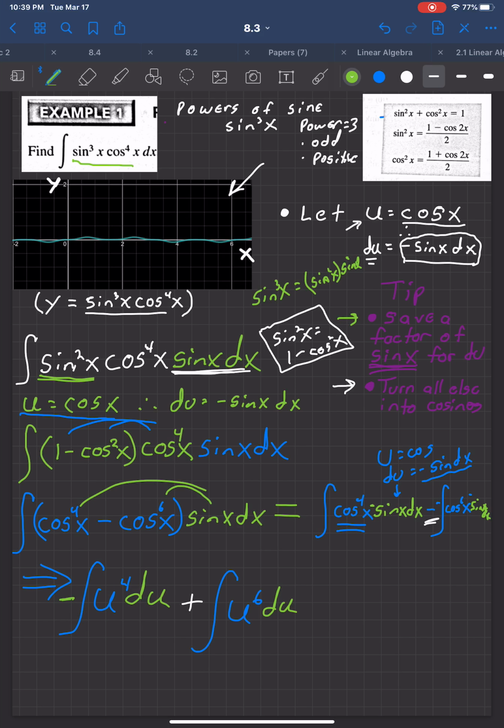All right, now at this stage, we integrate, we back substitute. Let's go ahead and get to our answer. So the answer in this case is going to be negative cosine, well, that's u to the fourth. Integrated would be u to the fifth over 5. So that's negative cosine to the power of 5 of x over 5 plus cosine to the 7th of x over 7 plus c.